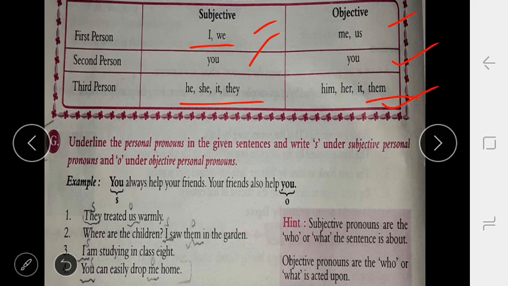In the third sentence, I am studying in the class. Here we have only I, that's why we put only s there. In the fourth sentence, you can easily drop me. You is subject, me is object.